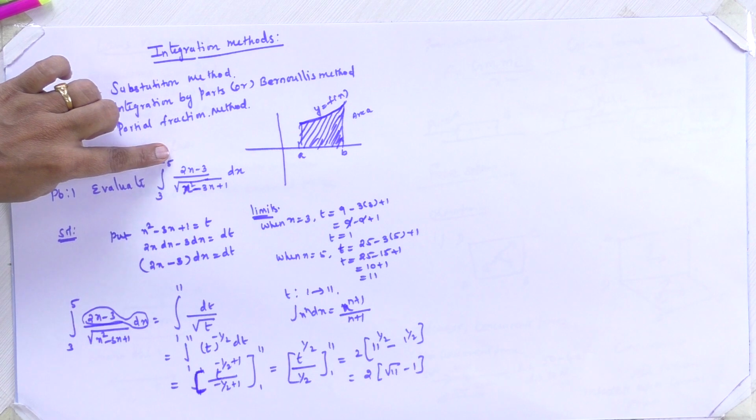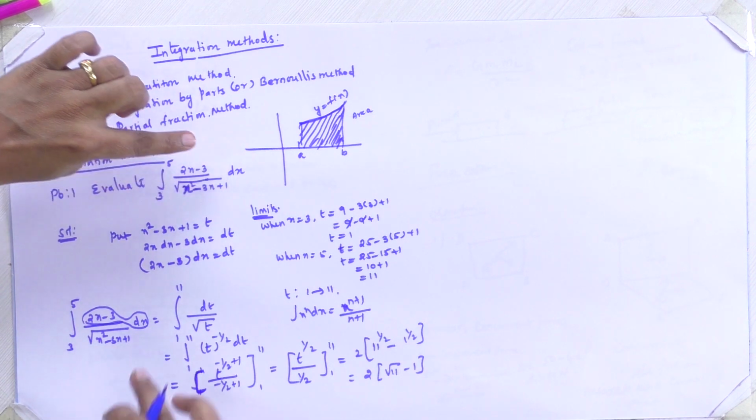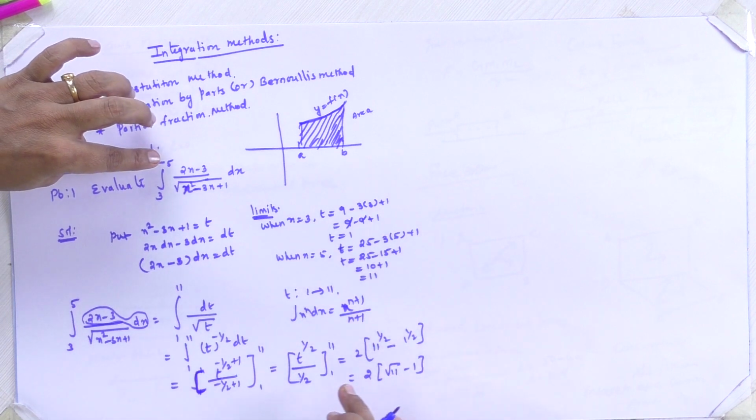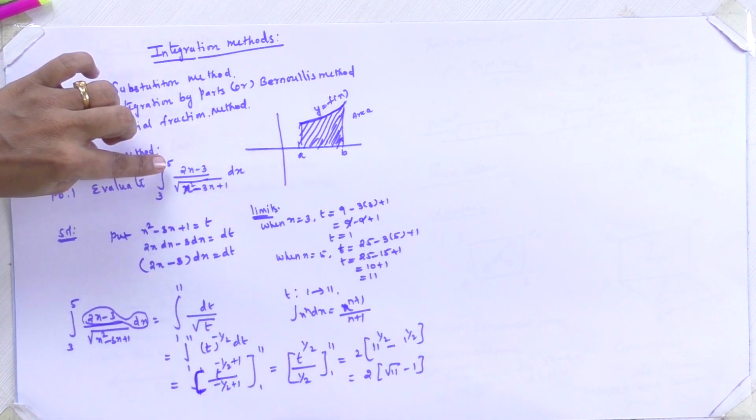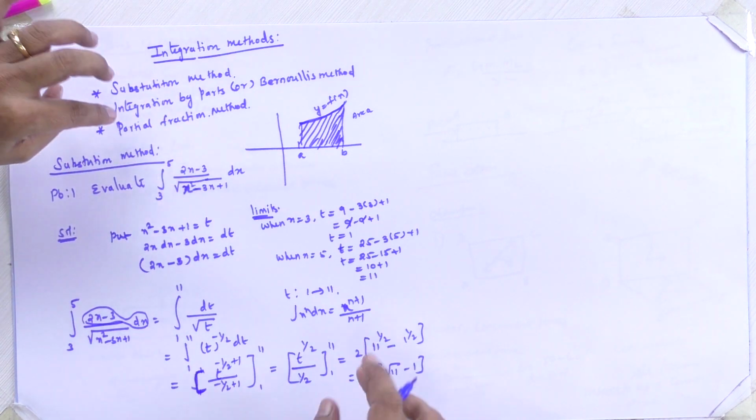The integral of (2x minus 3) divided by root of x square minus 3x plus 1 into dx is evaluated over the period 3 to 5. We give the result as 2 times root 11 minus 1, which is the answer for this problem.